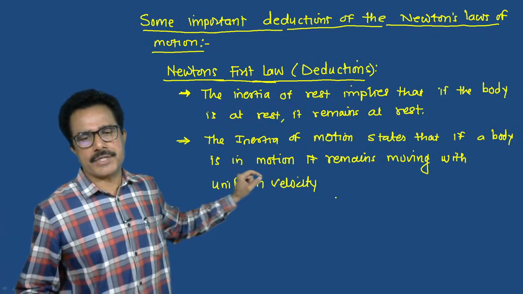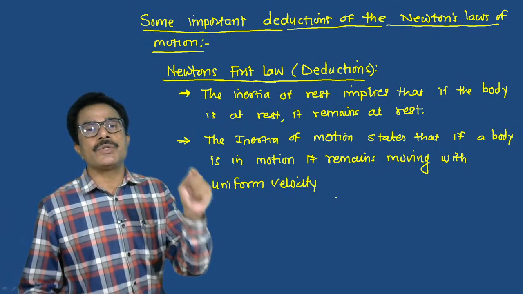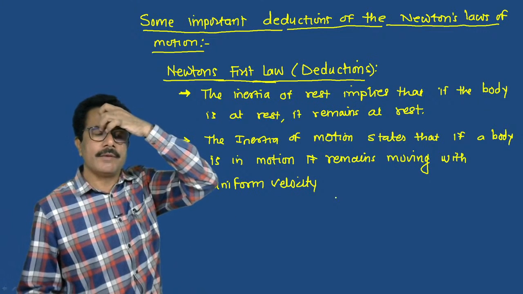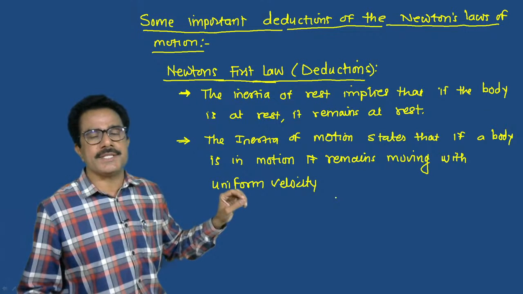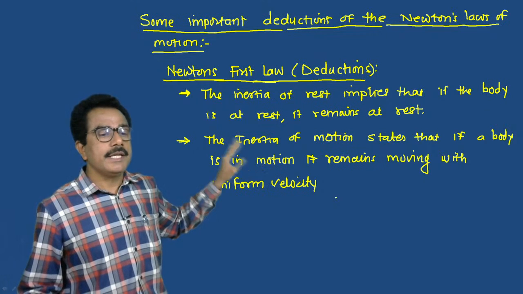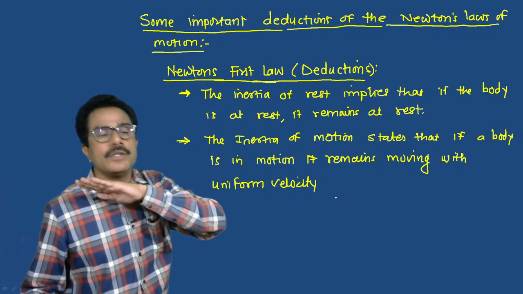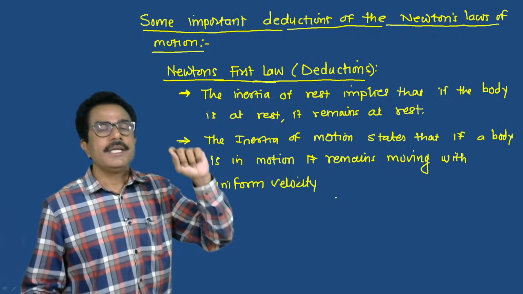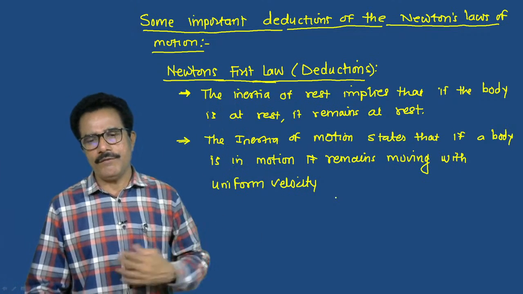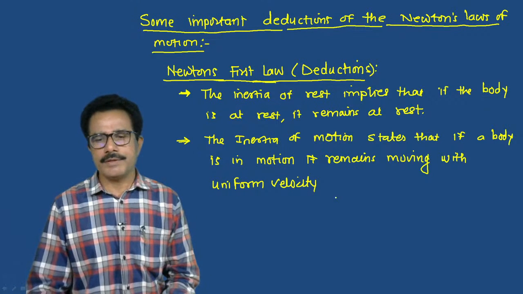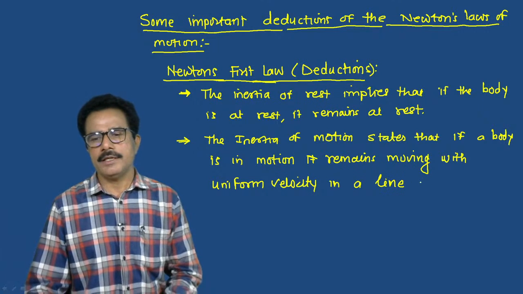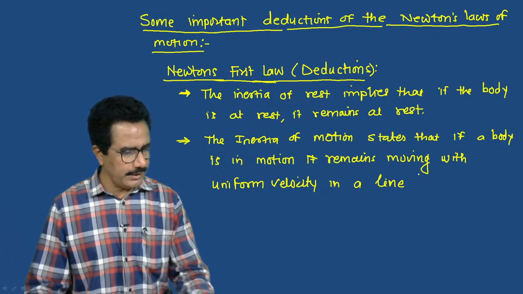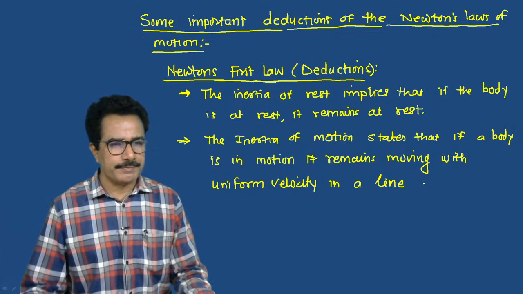This is the second deduction, second conclusion which we can obtain from Newton's first law. Deduction first: the inertia of rest implies the body remains at rest. Second conclusion, the inertia of motion states that if a body is in uniform motion, then it remains in motion with uniform velocity, moving in a line for all times.